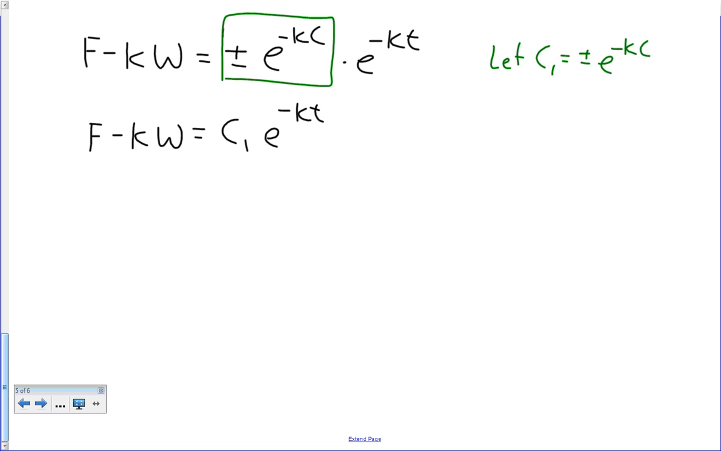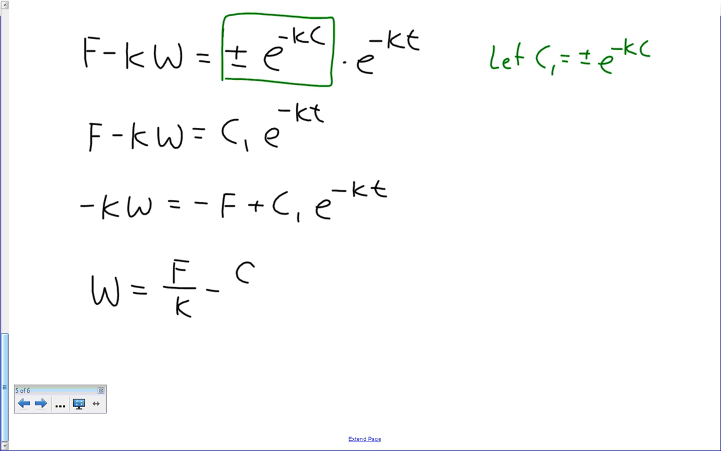And we're almost there. We got to get rid of the F and the k from the left-hand side. So let's subtract the F. So we have a negative kW is equal to a negative F plus C1 times e to the negative kt. And last step is to divide by negative k. Look at that. W is equal to, I'll just distribute this as I go. So negative F over negative k is F over k. And then it's going to be minus C1 over k times e to the negative kt. All right, we did it. There's our solution that we're looking for.